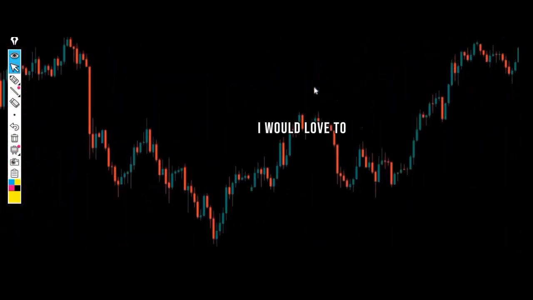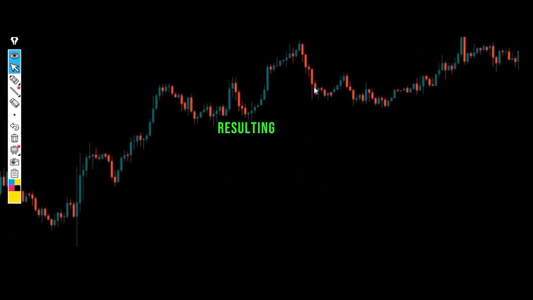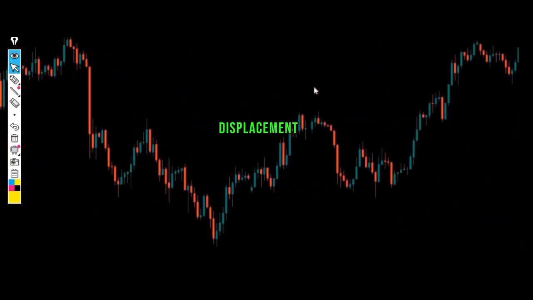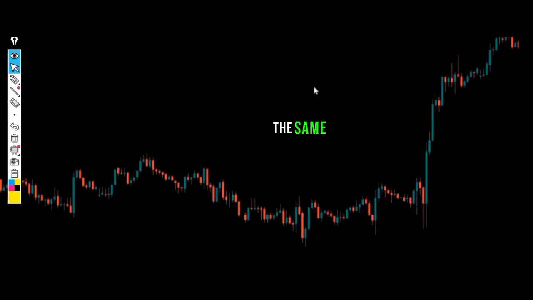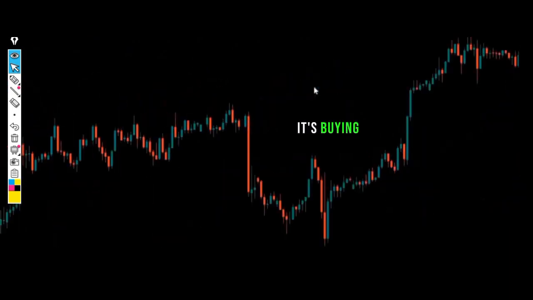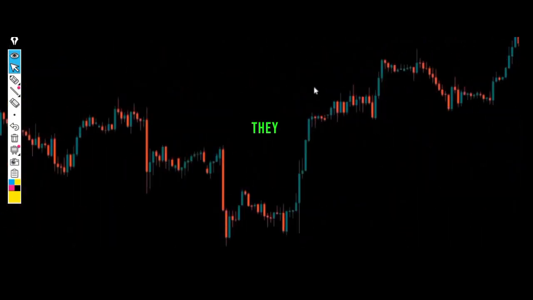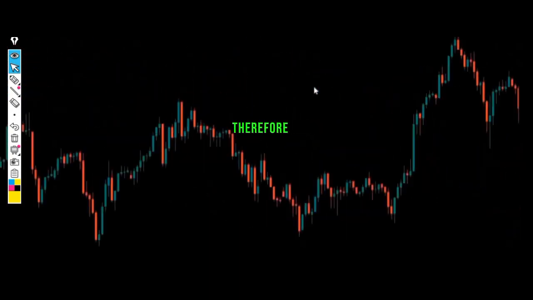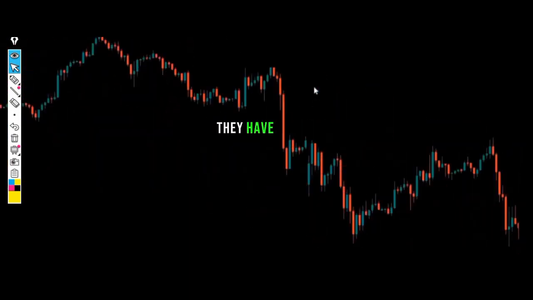So guys, I would love to tell you, displacement in short is a very powerful move in price action resulting in strong buying or selling pressure. So there is a strong buying and selling pressure, I told you. And so guys, generally speaking, displacement will appear as a single candle or a group of candles that are all positioned in the same direction. So if it is buying, it's buying. If it is selling, it is selling. You understand me? And these candles, you're supposed to know, typically have large real bodies, very large bodies, and very short wicks, therefore suggesting very little disagreement between buyers and sellers. So in this case, they have very small wicks.